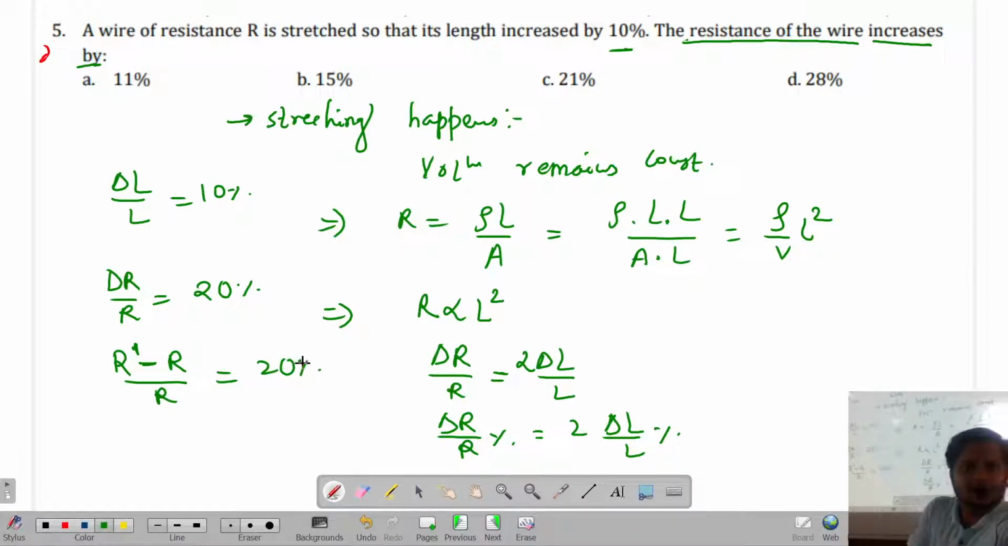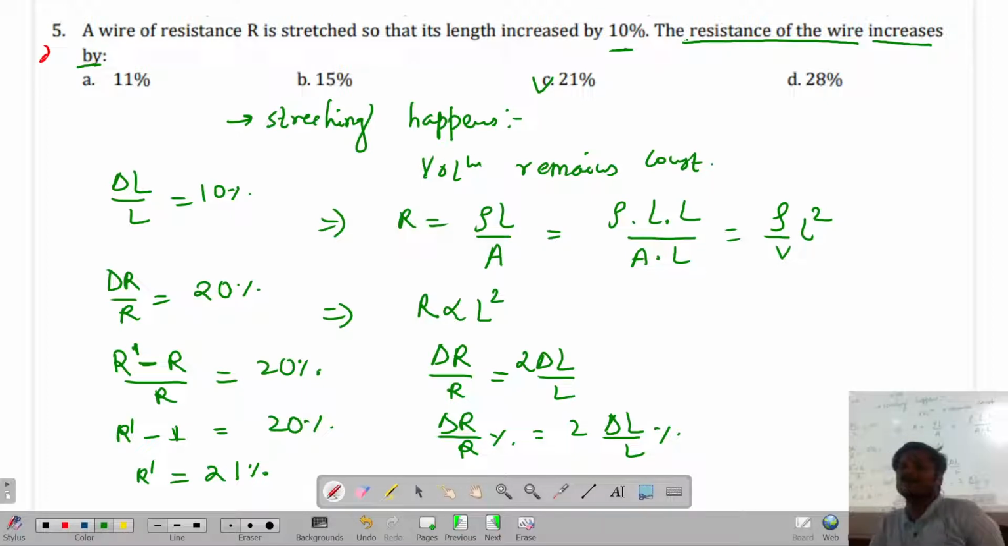Got it or not? Everyone tell me, Chandrasri, are you able to understand or not? Now I can write R prime minus 1 is equal to 20%. So R prime is nothing but 121%. The new resistance is 1.21 R. So 1.21 R minus R is how much? 0.2 R or not? So therefore the total increase is how much? 21%. Understood or not? Yes or no?